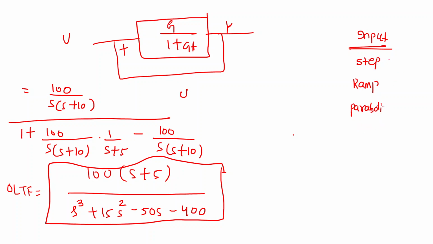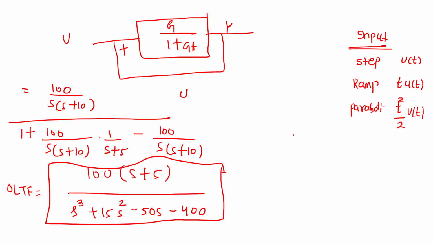Now, how is a step input written? By U of t. How will the ramp input be written? By R of t, but I am now expressing R of t in terms of U of t, so this will be t U of t. How is the parabolic input written? It will be t square by 2 U of t. These are the standard forms.